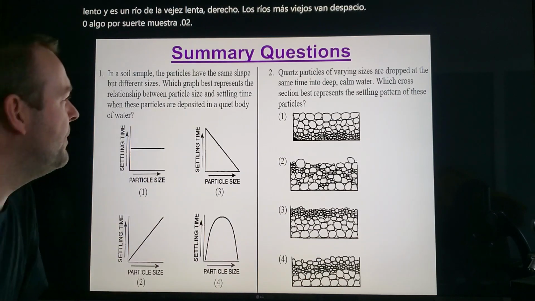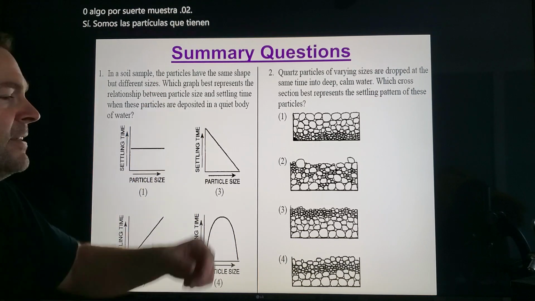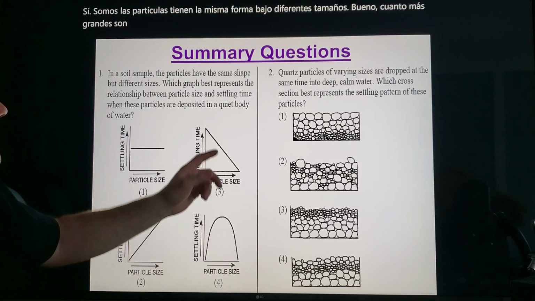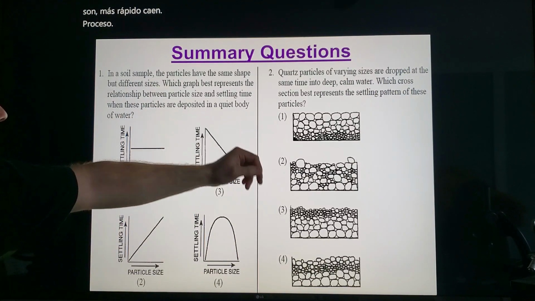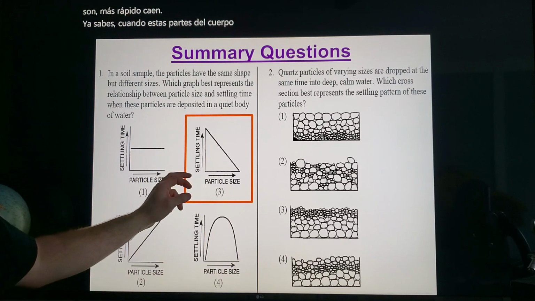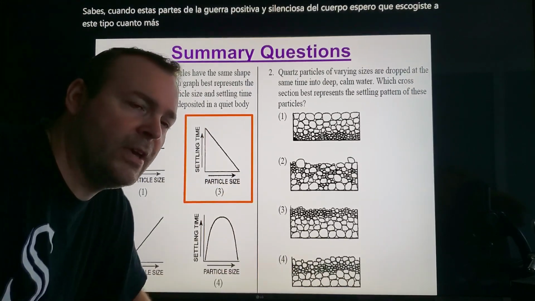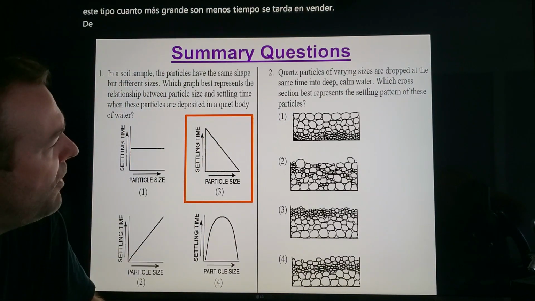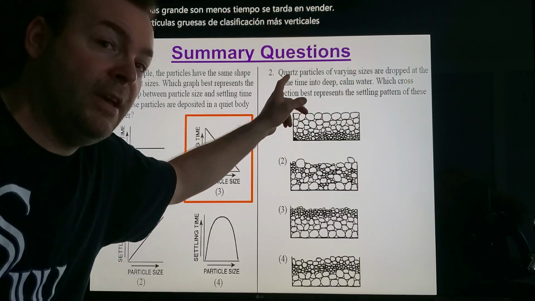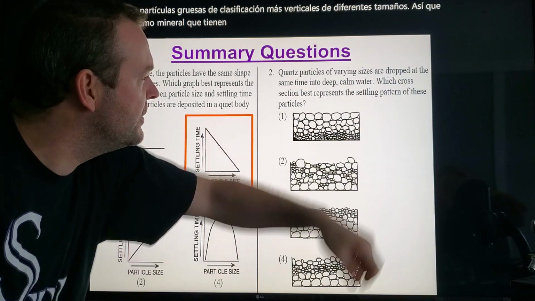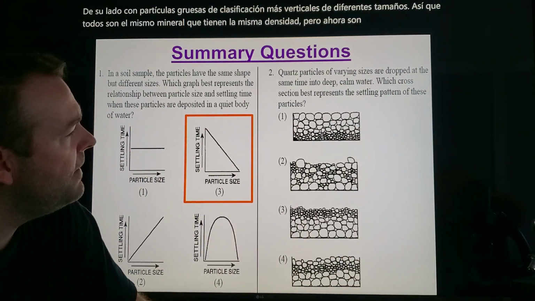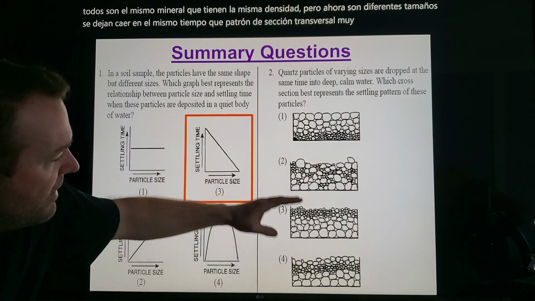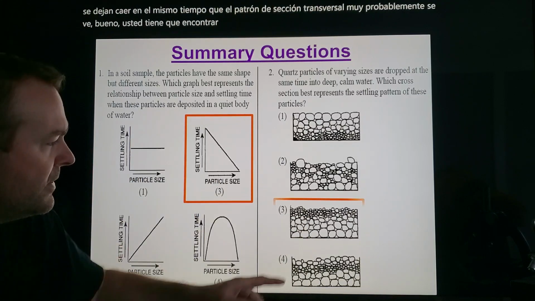All right. Keep going. In a sample here, the particles have the same shape, but they're different sizes. Well, the bigger they are, the faster they fall. What's going to make more sense when these particles deposit in a quiet body of water? Hopefully you chose this guy here. The bigger they are, the less time it takes to settle. On this side, with a more vertical sorting, quartz particles of different sizes, so they're all the same mineral, they have the same density, but now they're different sizes, are dropped in at the same time. Which cross-section pattern will most likely be seen? Well, you're going to find bigger on the bottom and smaller on the top. So the only one that makes sense is choice 3.